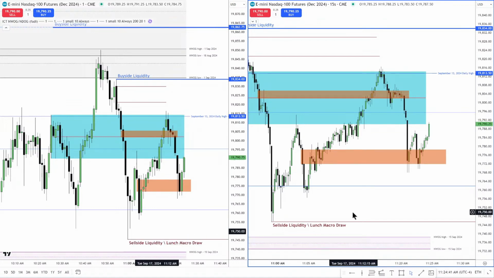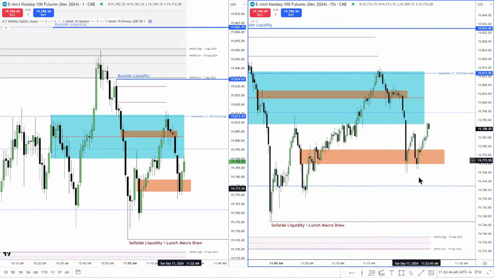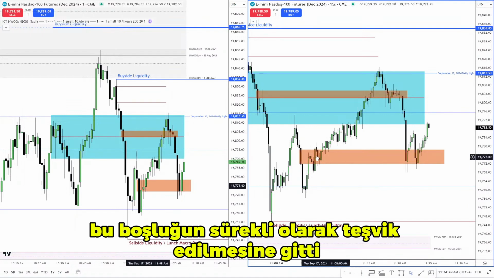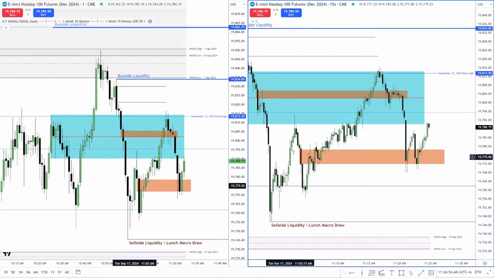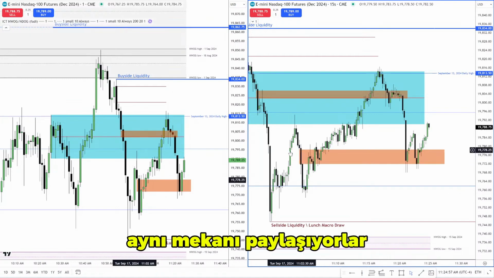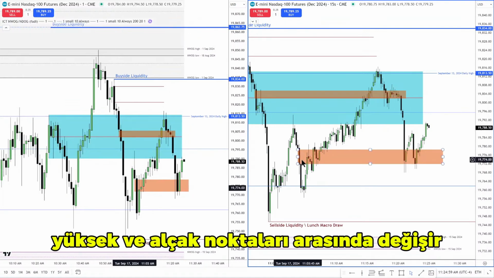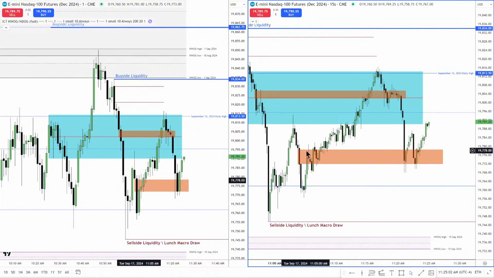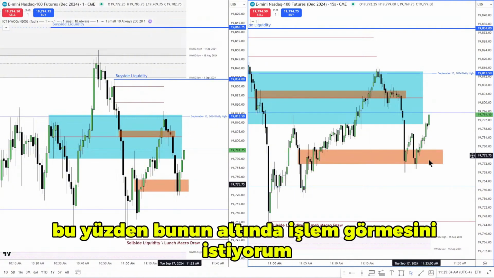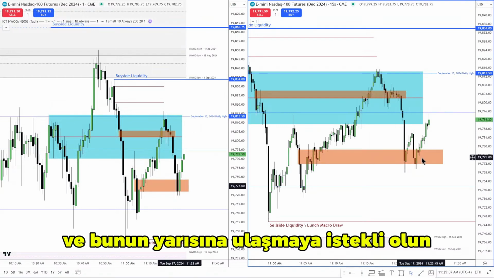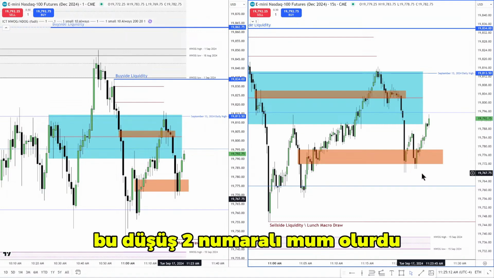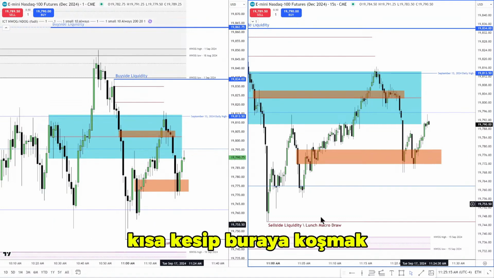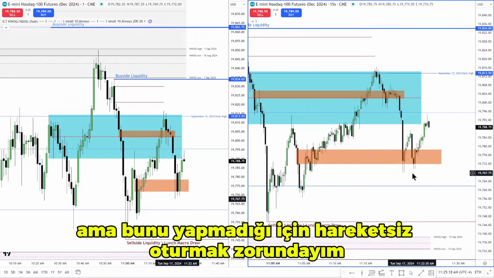See, I don't like that. Ideally, it should have gone to consequent encroachment of that gap right there. Why that one? Because it's matching basically this one. Single candle up, single candle down. They're sharing the same spatial range between their highs and lows that make this imbalance. So that's a balanced price range. I want to see it trade down below it and show a willingness to hit half of that and then drop. Then that drop would be candlestick number 2 of a fair value gap that I could use to get in to get short and then run down here. But since it's not doing that, I have to sit still.